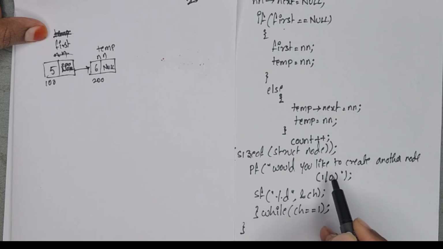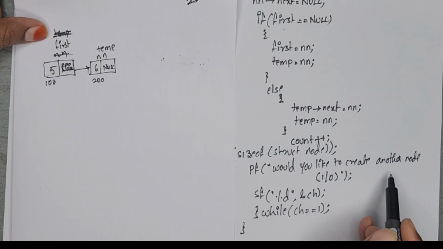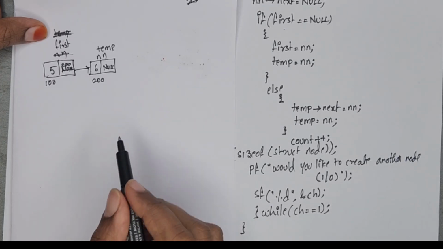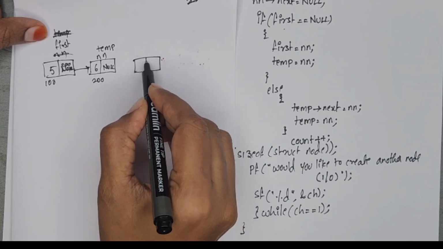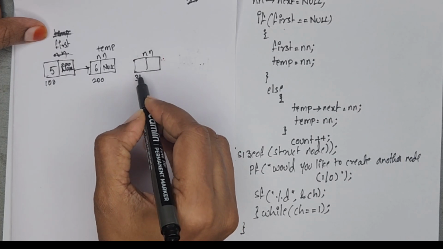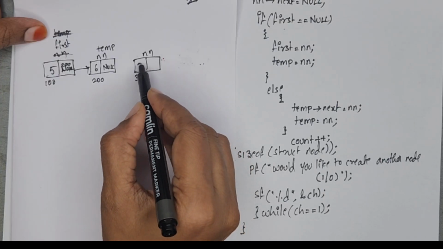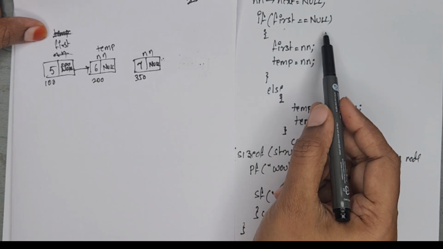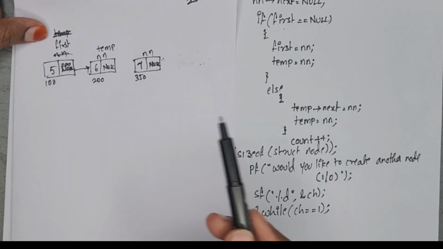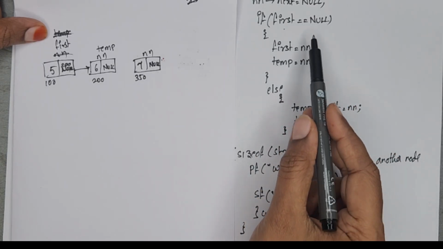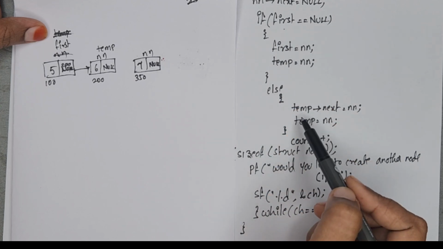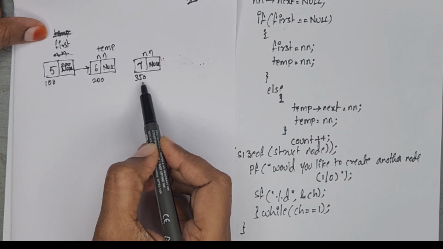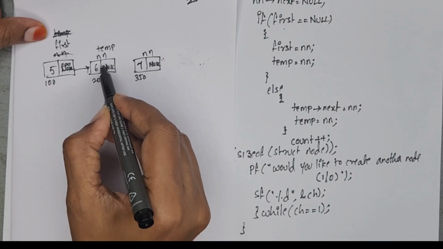Once again it will ask you the question: would you like to create another node? Yes, again I want to create, so I have to select 1. If it is 1, again it will go back and again create one new node. For example, if new node is 350, then read one number, assign, new node of next is null. Once again it will check the condition: first equals to null? No, first is 100, not null. So it will execute the else part. Temp of next equals to new node. In temp of next, it will add the new node, that is, 350 will be assigned here.